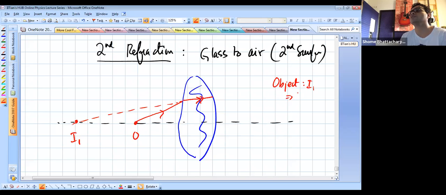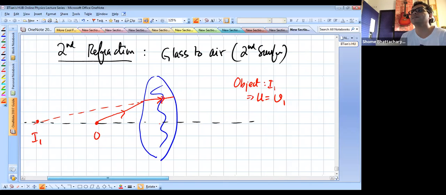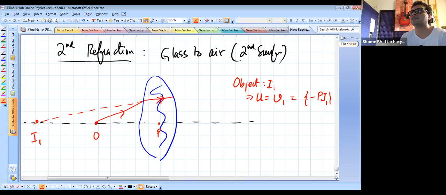So what should I substitute U as for this refraction? I should substitute it as V1. I don't need to change sign or anything, because V1 was measured from the pole, but we are taking a common pole over here. Remember in my earlier diagram, it was minus of PI1. So just by substituting it as V1, I've got everything correct. I've got the correct distance and the correct sign also. Okay, so that is the object.